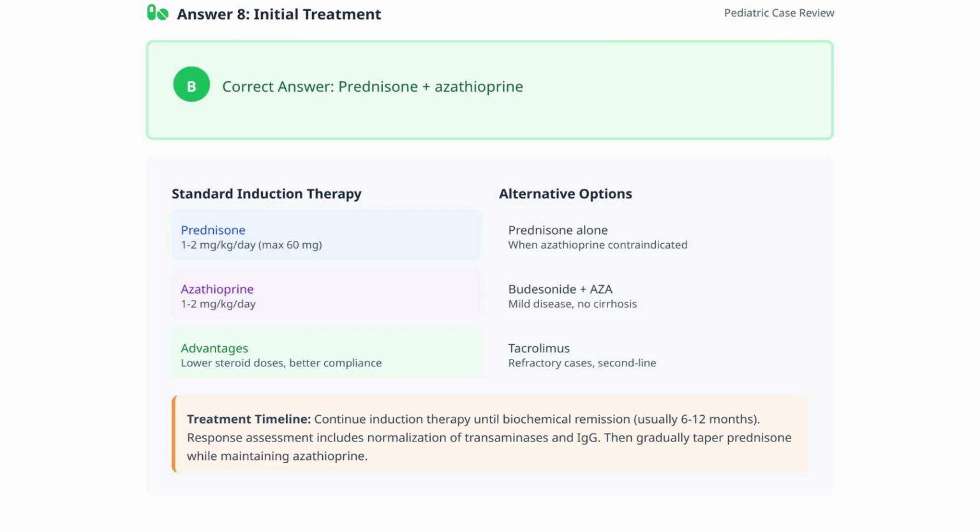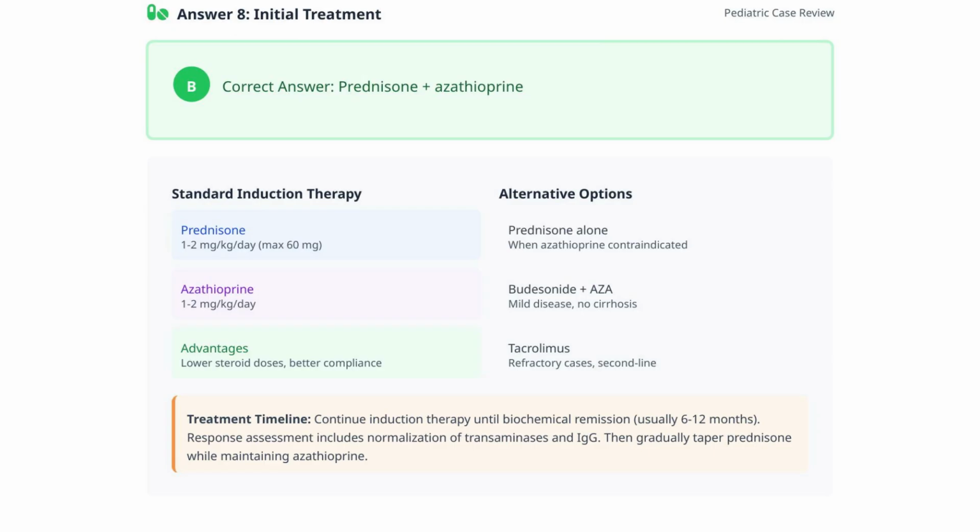Prednisone plus azathioprine. Standard induction therapy for autoimmune hepatitis combines prednisone with azathioprine. This approach allows for lower steroid doses, reducing side effects while maintaining efficacy. Typical starting doses are 1 to 2 mg per kilogram per day of prednisone, maximum 60 mg, and 1 to 2 mg per kilogram per day of azathioprine.